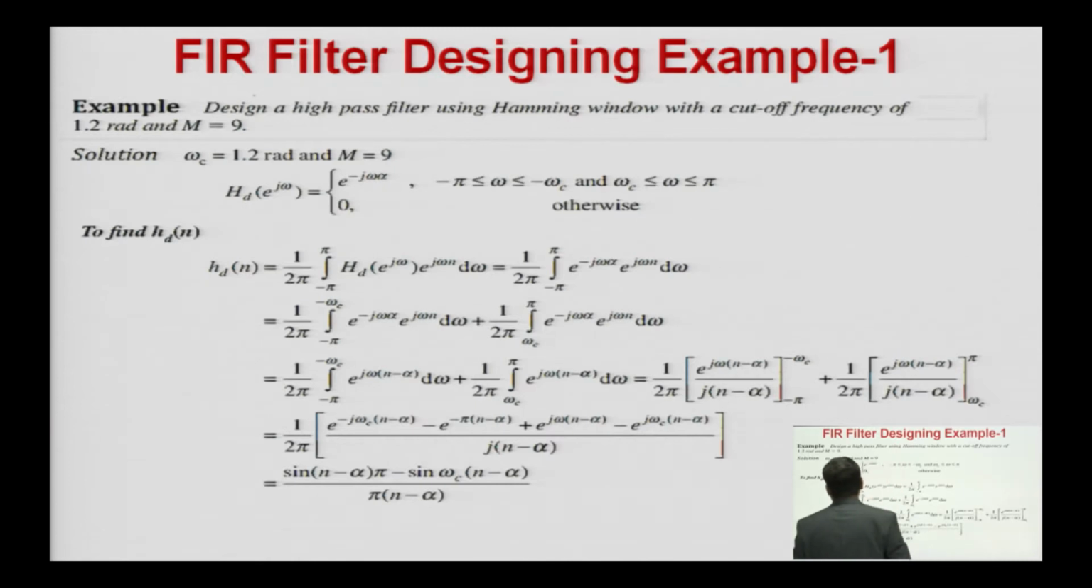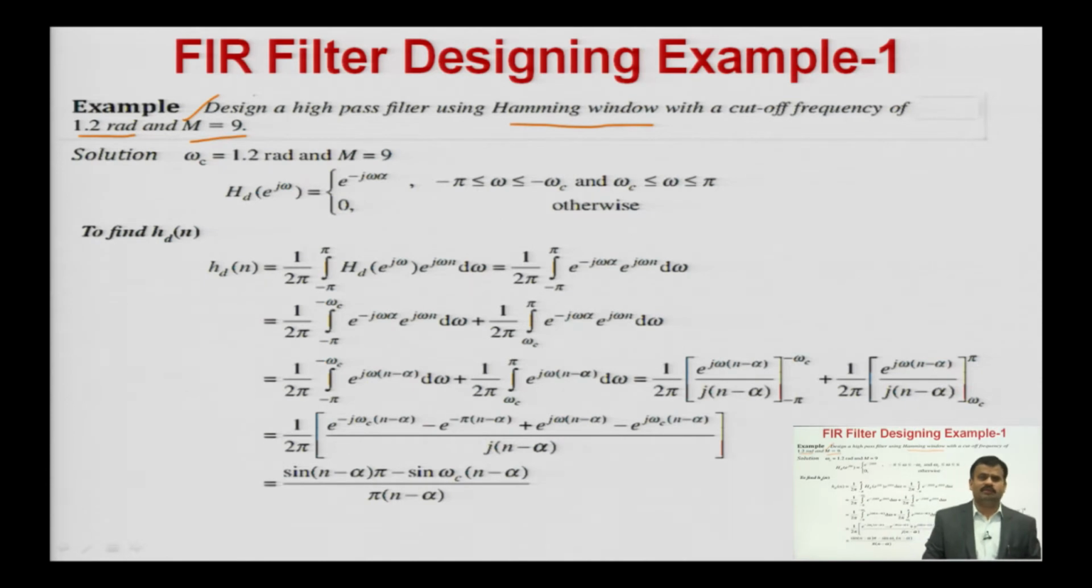Now, let us see this question. This is my example number 1. In this example: design a high pass filter using the Hamming window, because there are many window functions, rectangular window, Hamming window, Bartlett window, Hanning window and so on. So, we will see the Hamming window here. By using the Hamming window function, with a cutoff frequency of 1.2 radian, it means omega c, for the filter length of 9. So, you have to design this high pass filter using the Hamming window function.